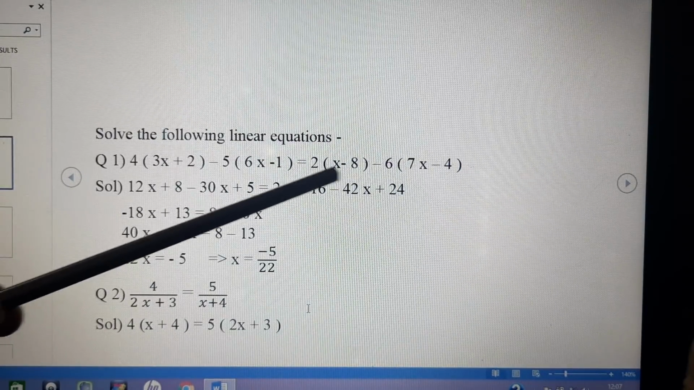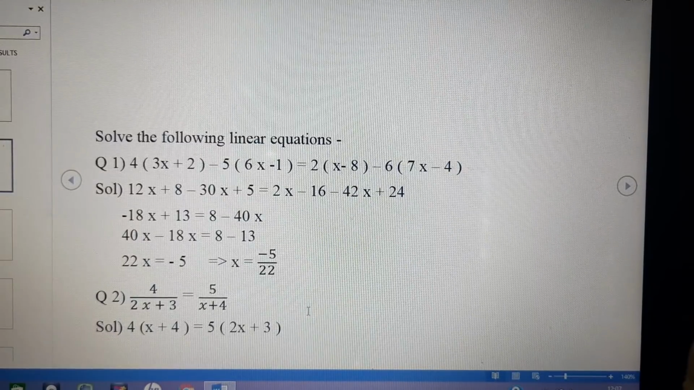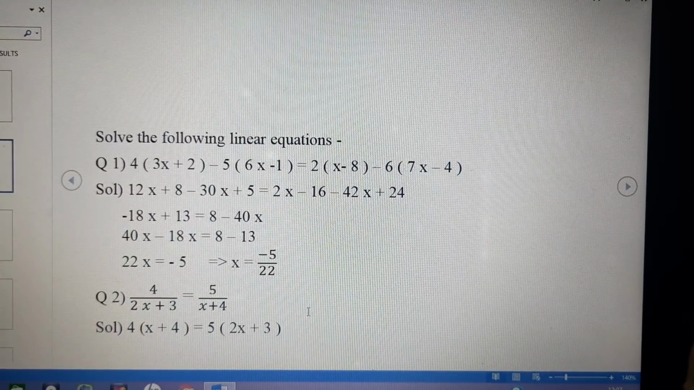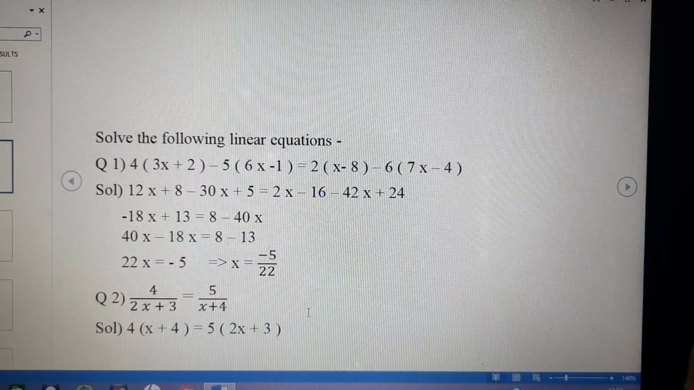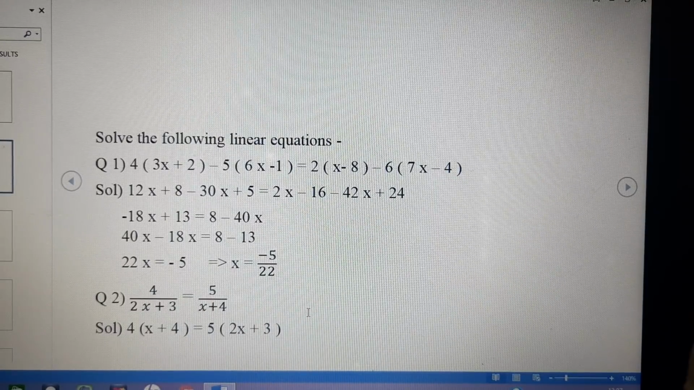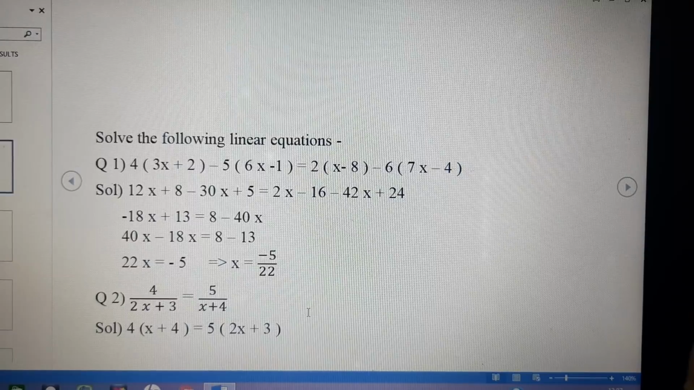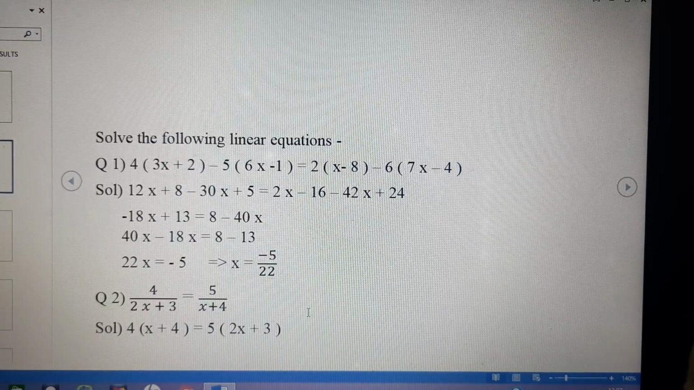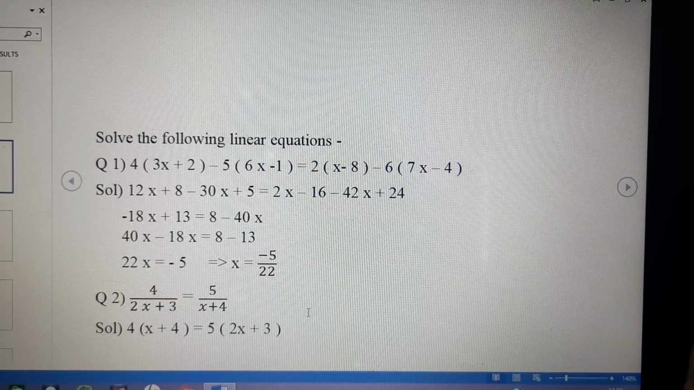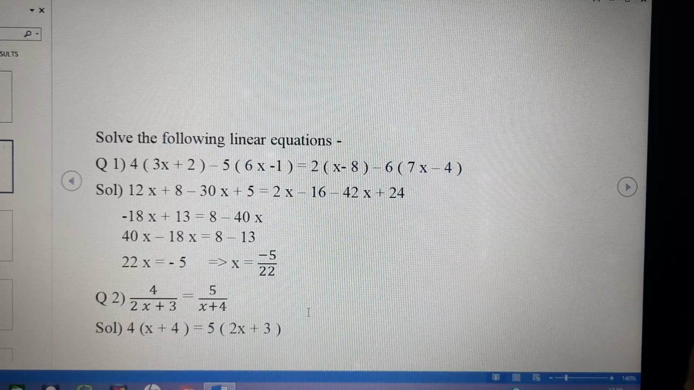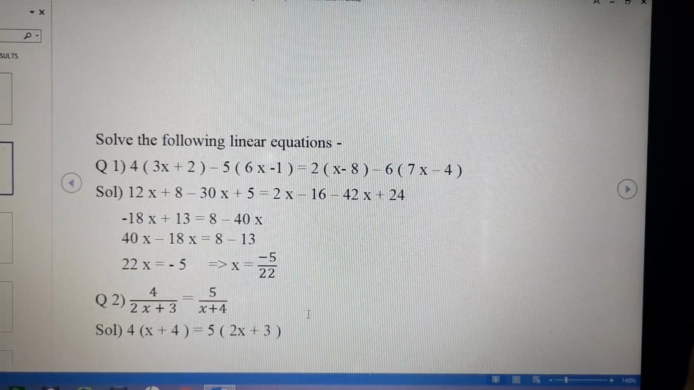2x minus 2 8s are 16. Minus 6, before the bracket we have a minus sign, so minus 6 into 7x, 7 6s are 42, minus 42x. We have minus 4 there in the bracket, outside the bracket we have a minus sign, so minus minus becomes plus. 6 4s are 24, plus 24.